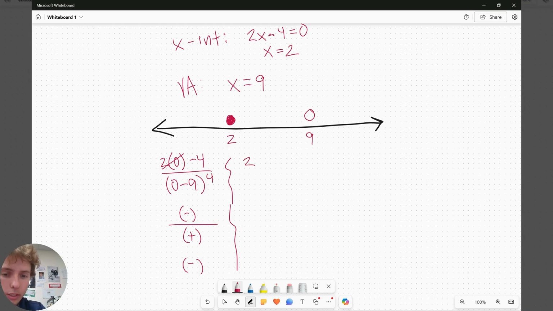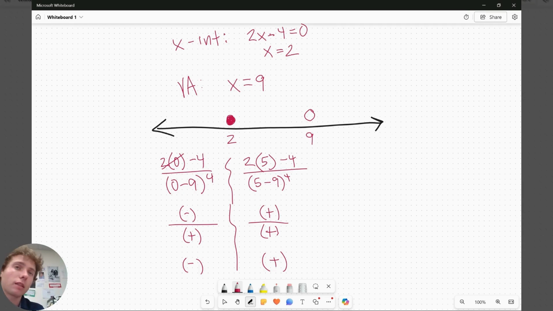Choose a number between 2 and 9 now. Maybe I choose the value of 5. Let's plug that in and see what we get. 2 times 5 is 10. 10 minus 4 would be a positive number. 5 minus 9 again is negative, but since it's raised to the 4th, that comes out as a positive. So I believe this entire thing is positive. Between 2 and 9 is positive.